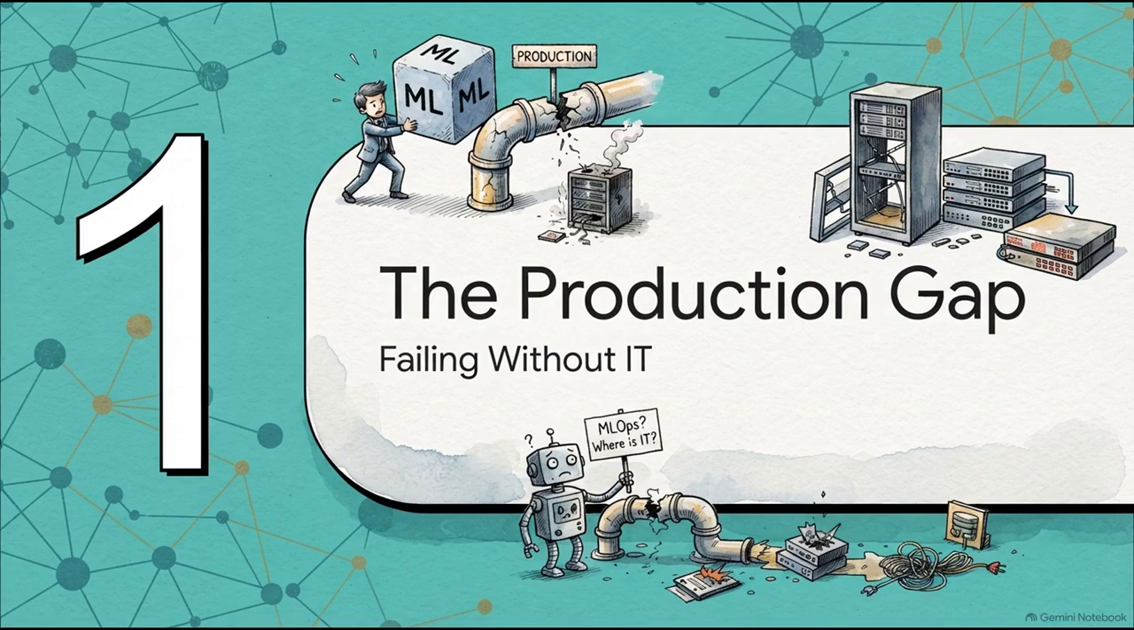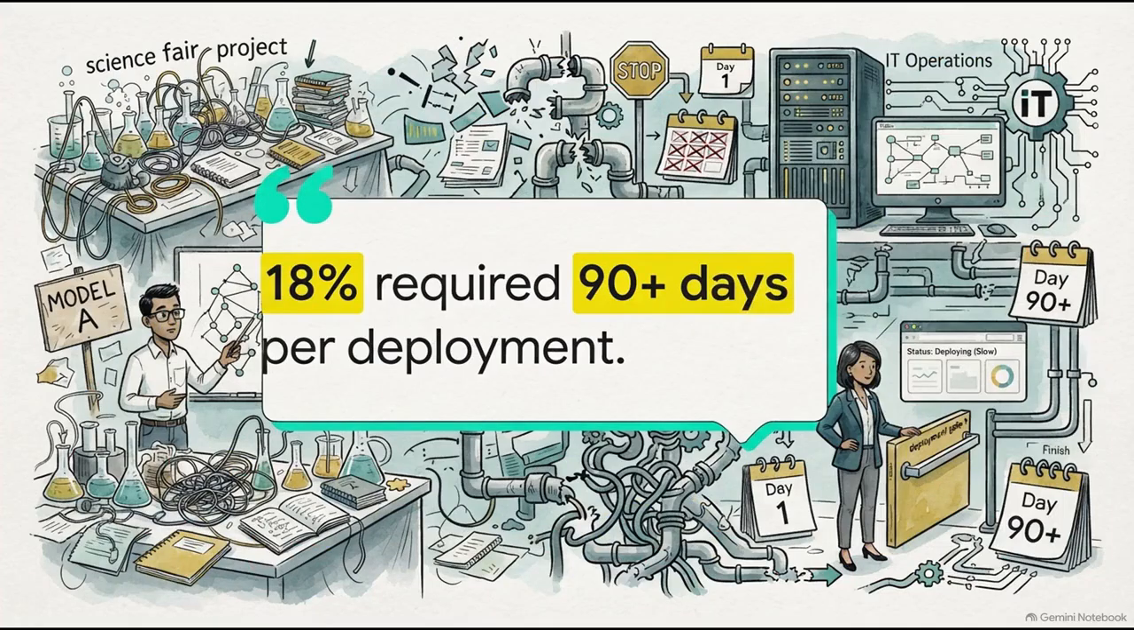Okay, Part 1. The AI production gap. Why MLOps fails without IT. So here is the harsh operational reality. The industry is failing to productionize AI simply because it's being treated like a science fair project rather than a core IT infrastructure requirement. Notice the secondary finding from that Algorithmia analysis. 18% of these businesses required 90 or more days for just a single deployment. Taking over 3 months just to deploy a model? That illustrates a massive, crippling infrastructure complexity.